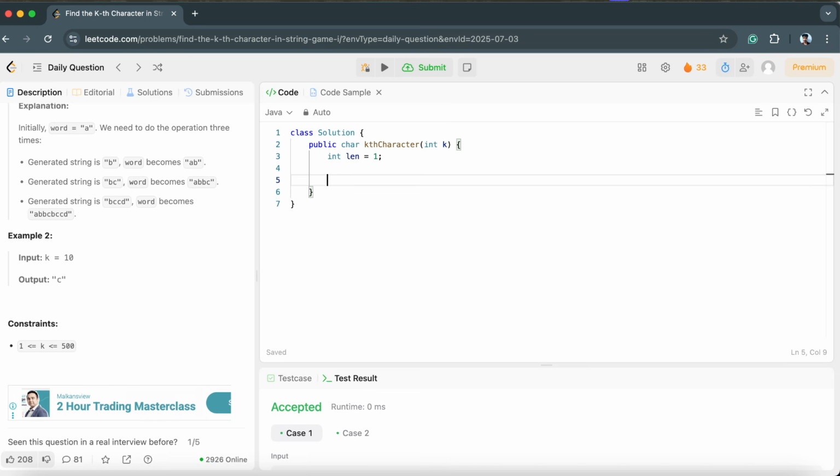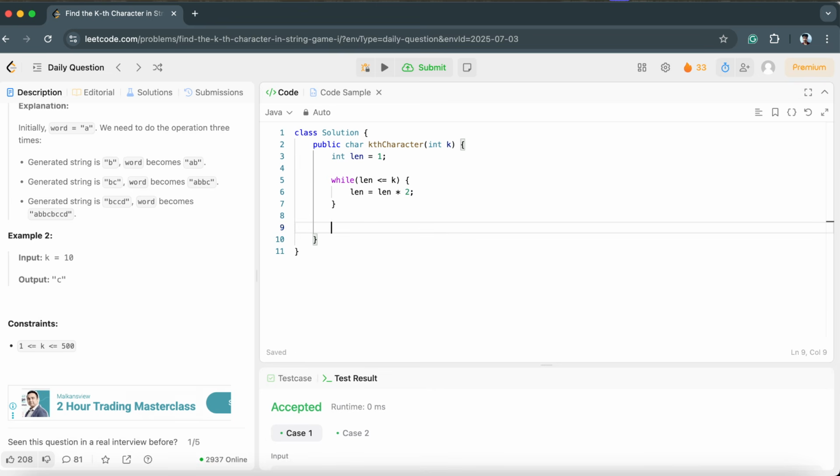Length here is basically equal to, initially it will start with 1. We will run a while loop while length is less than or equal to k. Till that point in time we will keep on updating this length. So length times 2. That way we can get the length. The moment length is greater than this k value, we will break from it.